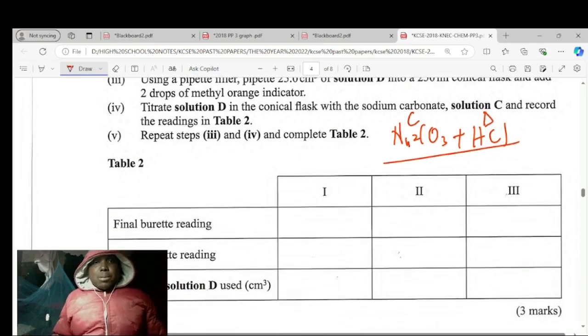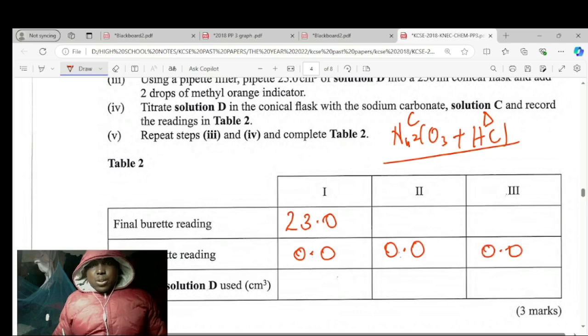So for the table, I will give you the code after the titration. Remember to fill the table with 1 decimal place, always. Initial, always write 0.0. Don't write anything else, 0.0, 0.0. And then put your readings: 23.8, 23.5, and 23.5.